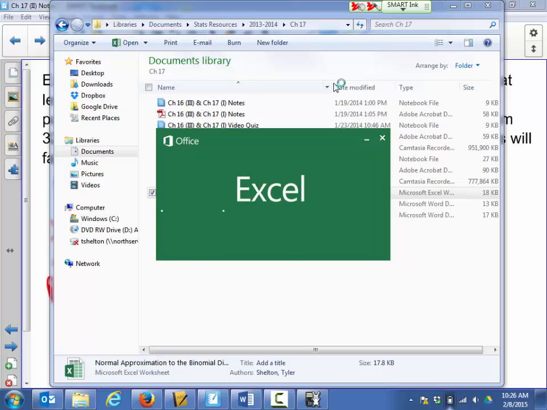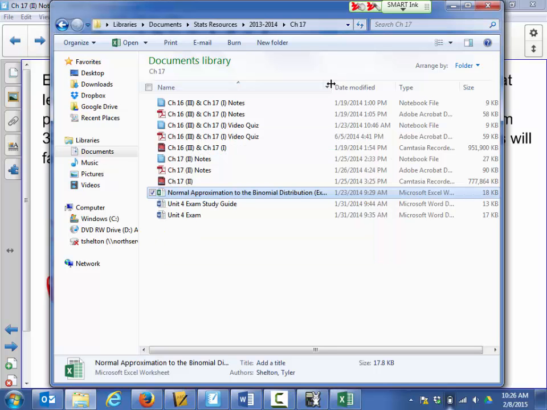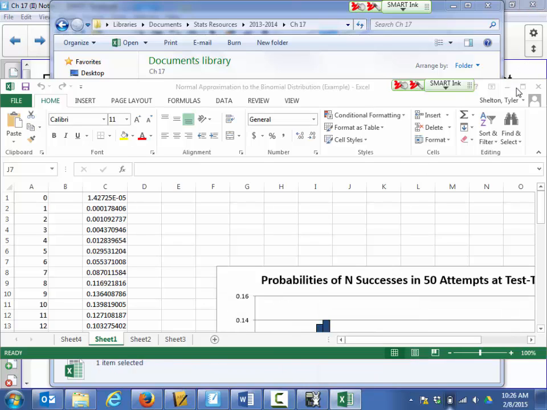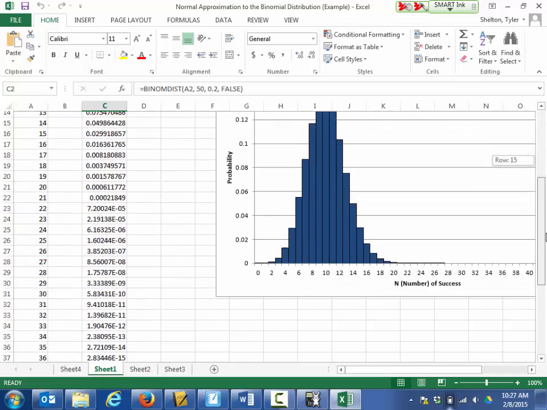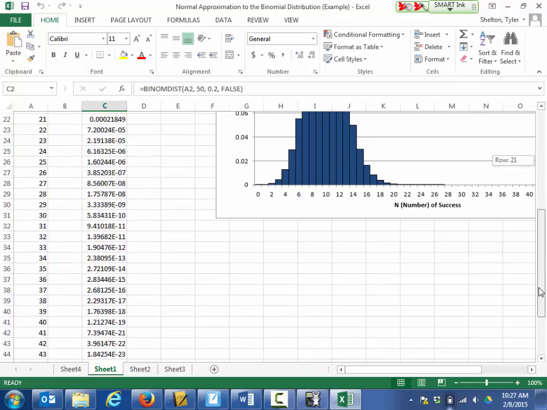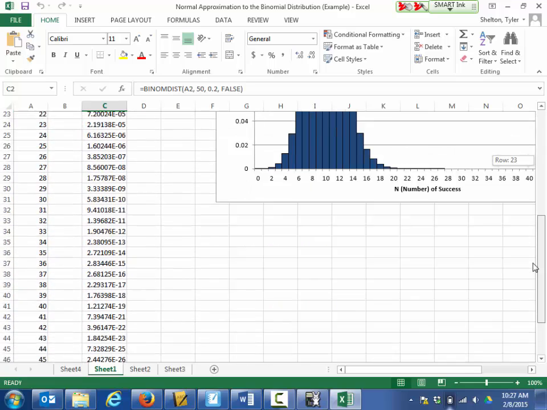I found this. I made this last year. Chapter 17, normal approximation to the binomial. Okay. I'll just not click on any of the cells. So again, what we did here is 0 successes out of 50 trials, where the probability of success is 0.20. Then we go to 1 success out of 50 trials, where the probability of success per trial is 20%. That's the probability you'd see just 1 success out of 50 trials, etc.